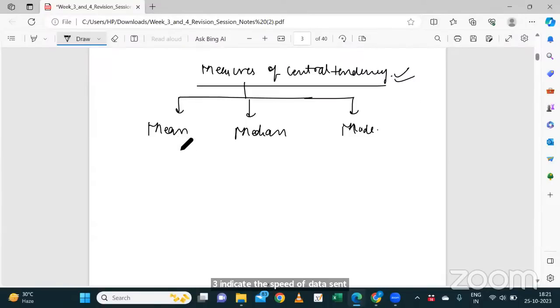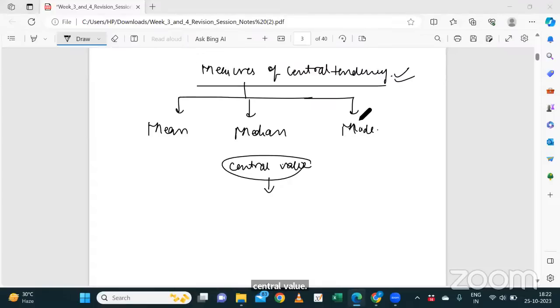Basically, mean, median, mode give me a central value. These are the measures of central tendency. They give you a single value. So what is the need of a central value? Please keep mute, there are some background noises. If you have any doubt, raise your hand and we can discuss. So what is the need of central value and why am I interested?